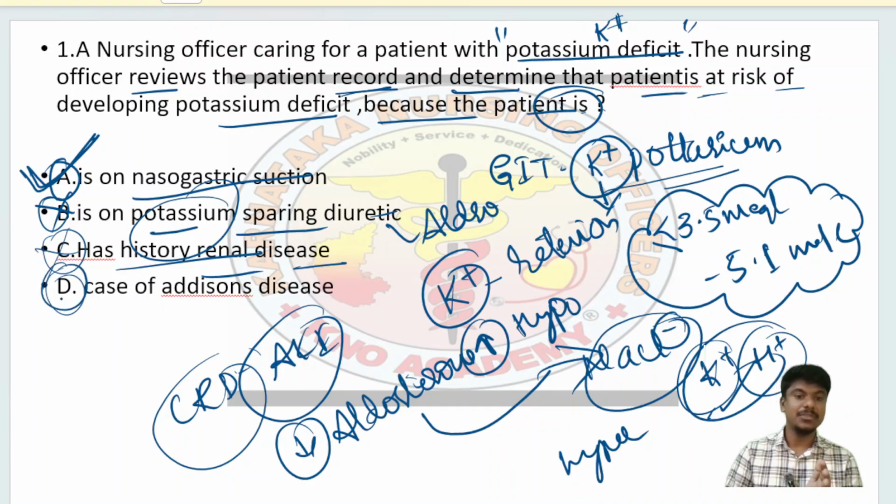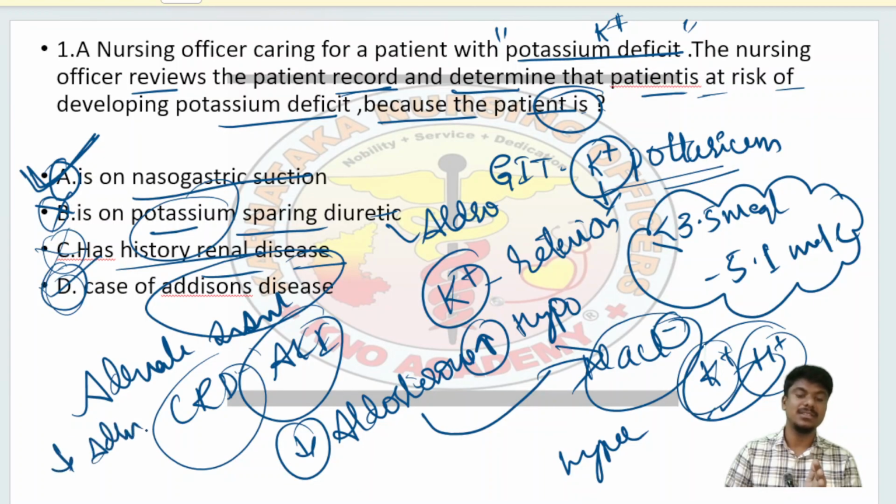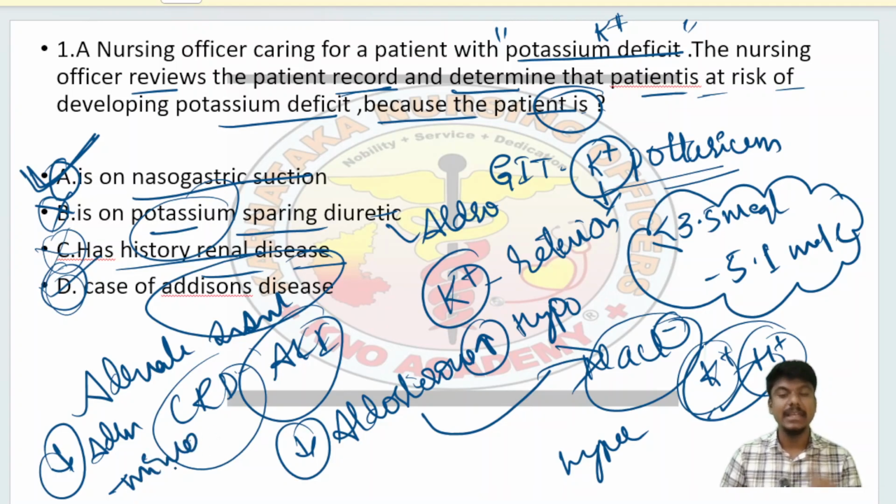Now we'll see option D. That is the case of Addison disease. Addison disease is nothing but adrenal insufficiency. Adrenal insufficiency means there is reduced adrenal gland hormone synthesis. Mainly, we'll see that mineralocorticoid is also affected. Here there is less production of mineralocorticoid, nothing but aldosterone.